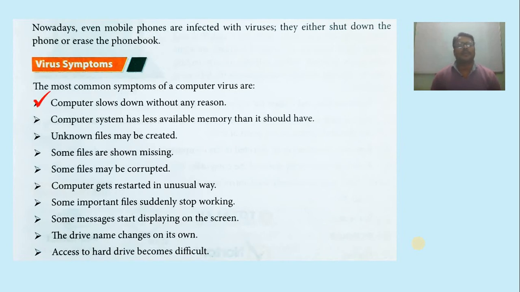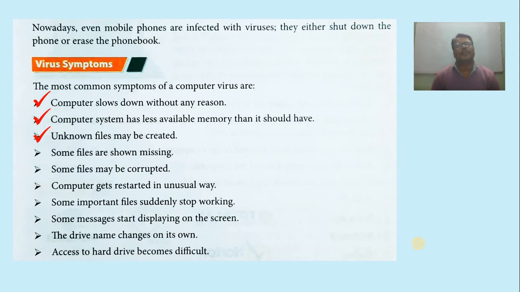Your computer will work slowly. So if you notice it is working slowly, that means you can understand this is one cause of a virus. Next, the computer system has less available memory than it should have. If your computer has 2 GB RAM and it shows very little memory space for your working or active programs, that means the virus has infected and spread in that memory. Unknown files may be created.